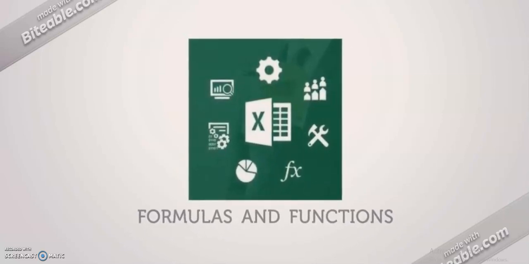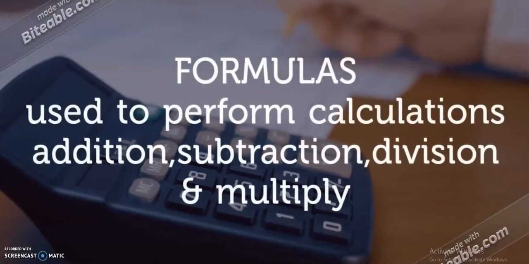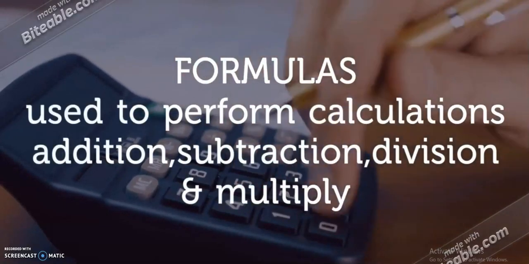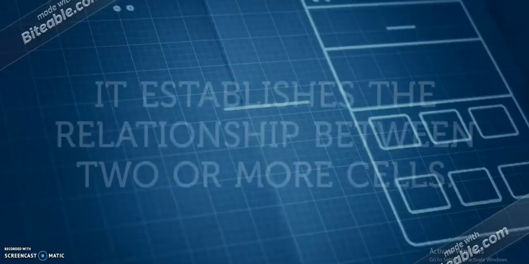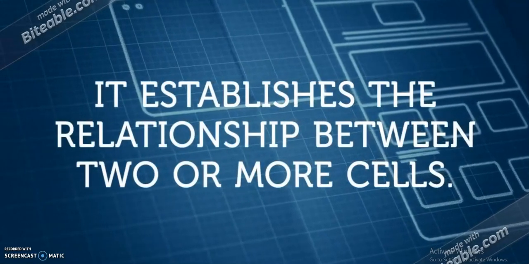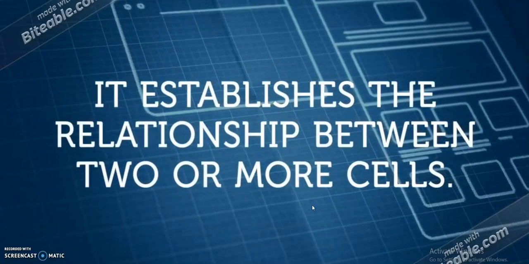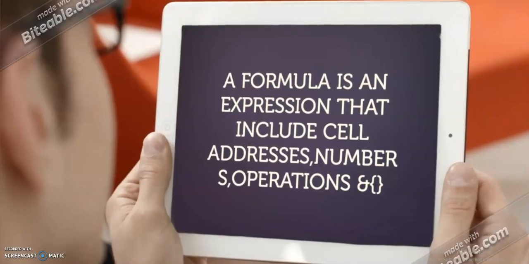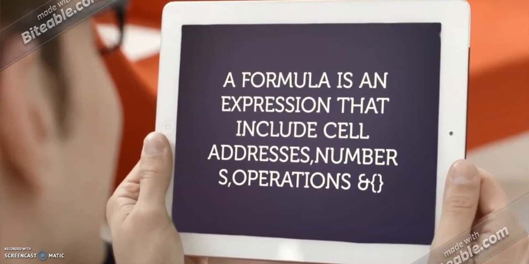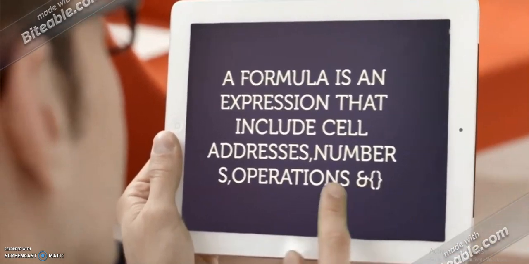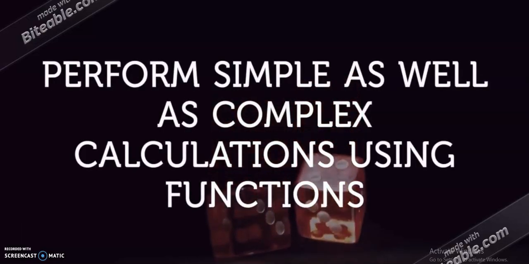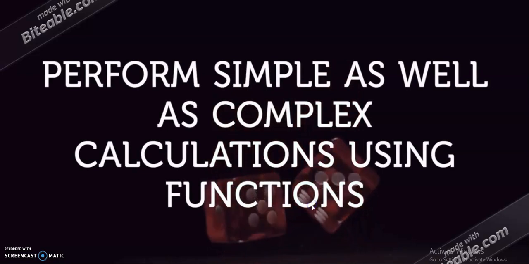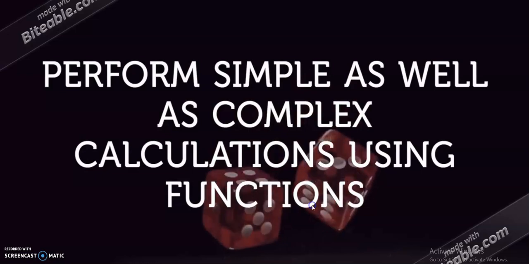Now, what are basically formulas? Formulas are used to perform calculations involving addition, subtraction, division, and multiplication. It establishes a relationship between two or more cells. A formula is an expression that can include cell addresses, numbers, arithmetic operators, and parentheses. We can perform simple as well as complex calculations using functions.